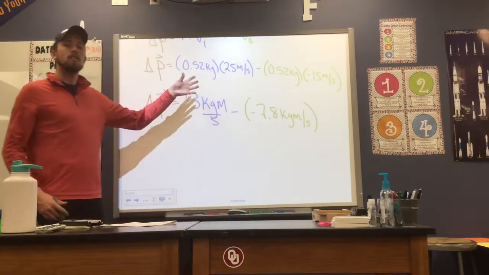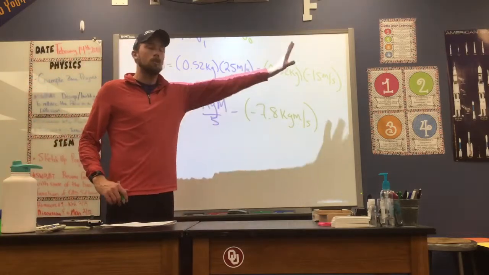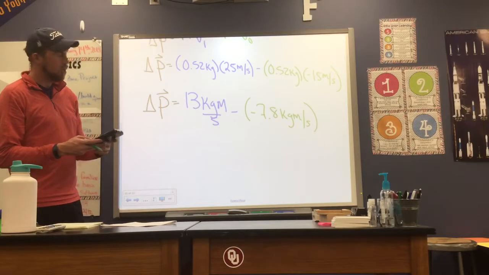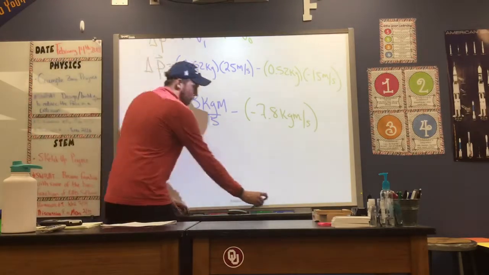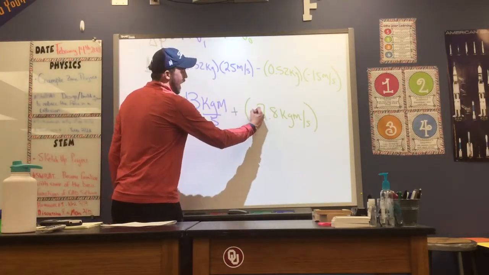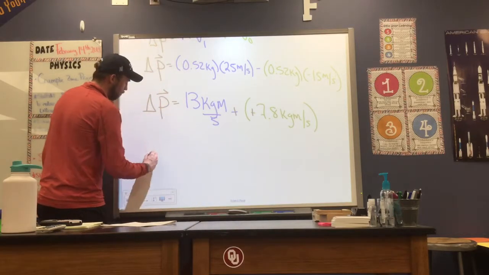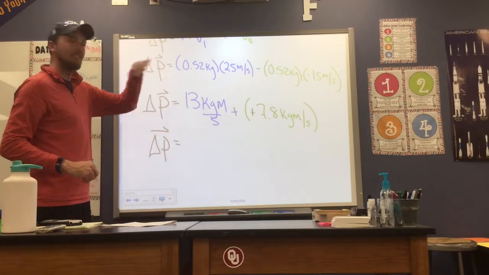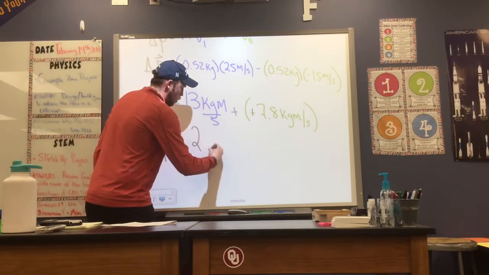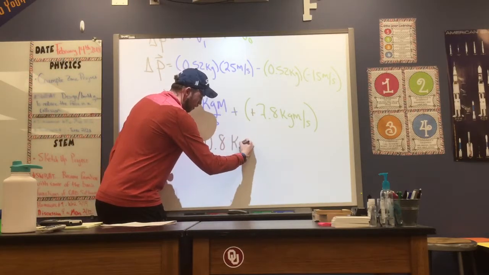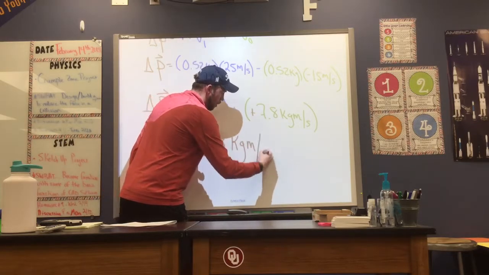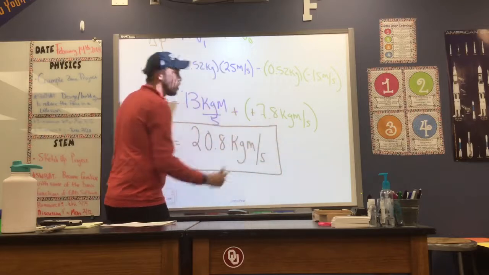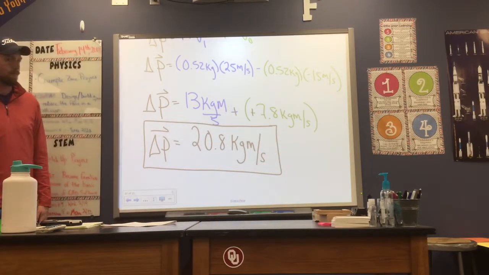Now here I have a positive value, right, for my momentum going to the right, minus a negative value for my momentum going to the left. So a positive minus a negative is the same as adding those values together. So when I do that, my delta P is 13 plus 7.8, which is right at 20.8 kilogram meters per second. And that is a description of how much our momentum is changing in our system.